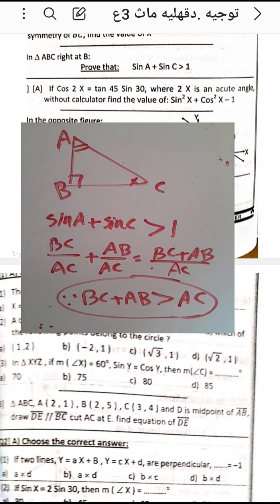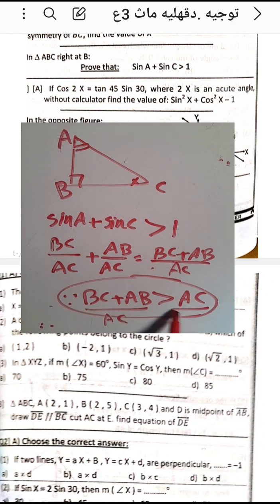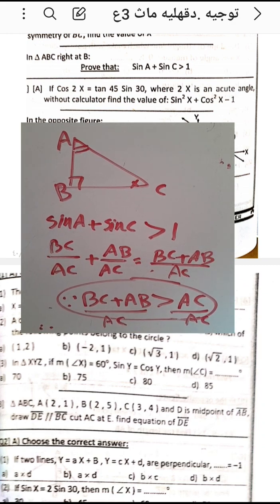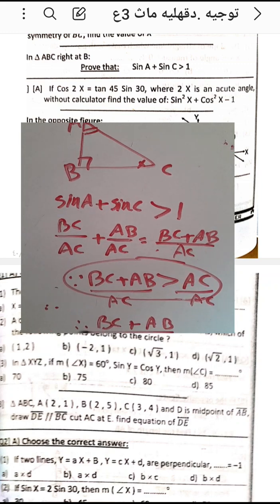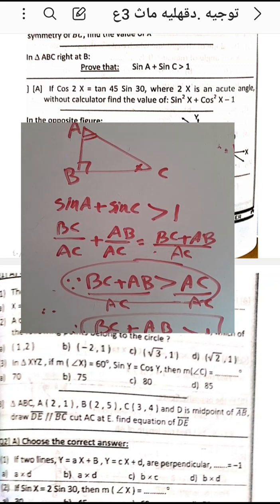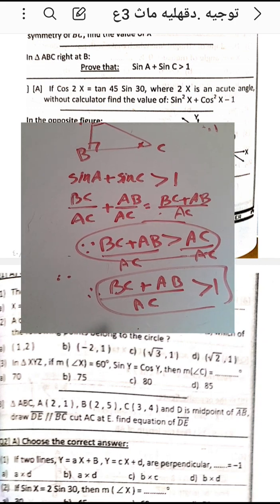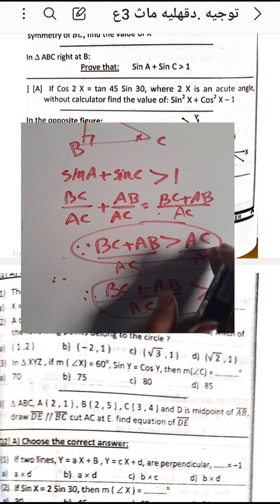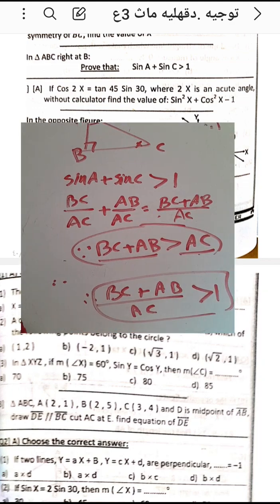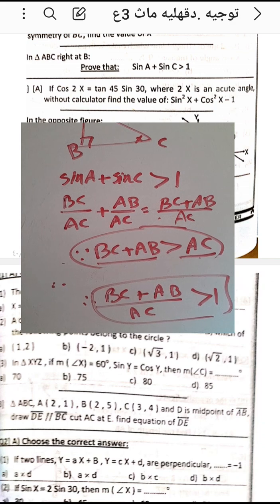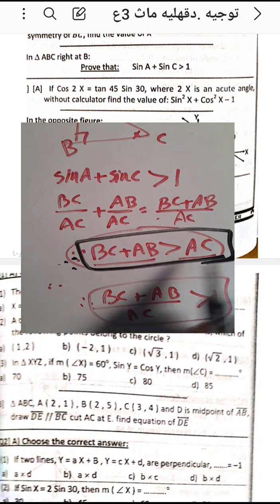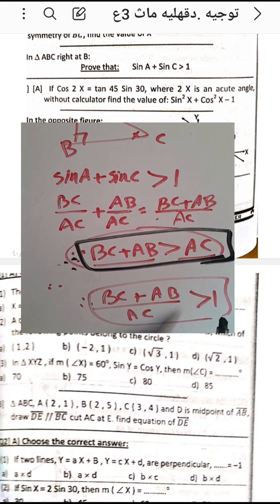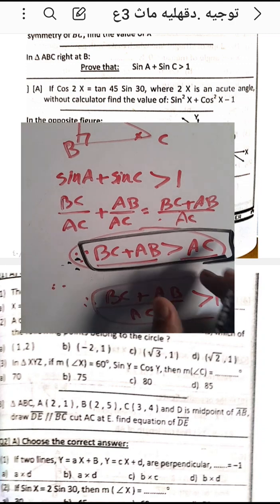Okay, we can divide it by AC here and AC here. Then AC over AC equals 1. Then BC plus AB over AC is greater than 1. Okay, we proved that here from this inequality, BC plus AB greater than AC. This inequality is very important to know for any triangle. You studied it before in Prep 2, okay? If we divide it by AC, then the result will be greater than 1, because AC divided by itself will be 1.